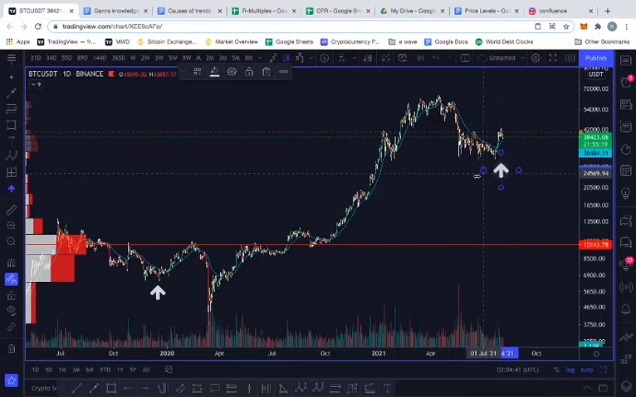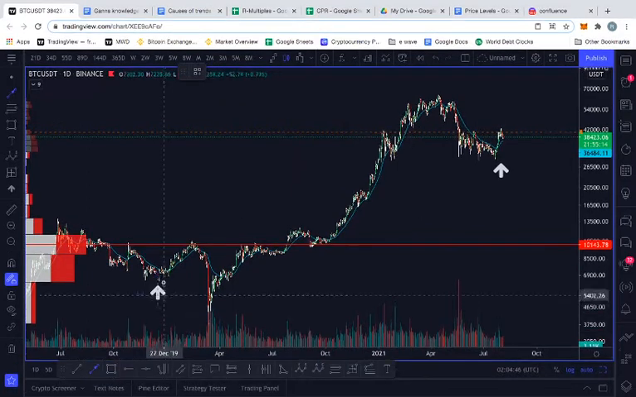Okay, I'm just gonna speed through this technical analysis. How much more time we got? We got about 5 minutes left, 6 minutes left.